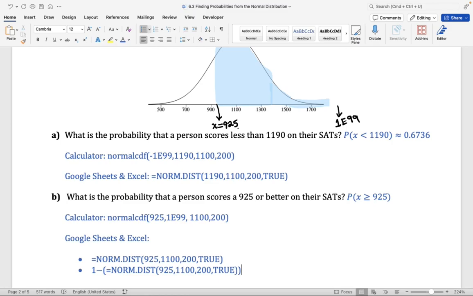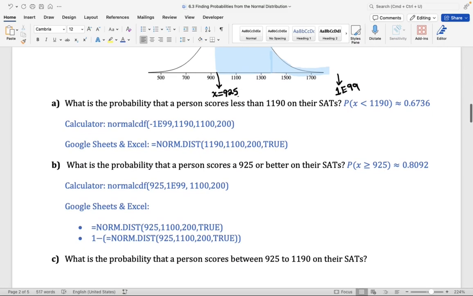So go ahead and try this. The probability of X being greater than or equal to 925 is approximately 0.8092. So we're saying the probability that a person scores a 925 or better on their SATs is about, let me convert this into a percent, about 80.92%.